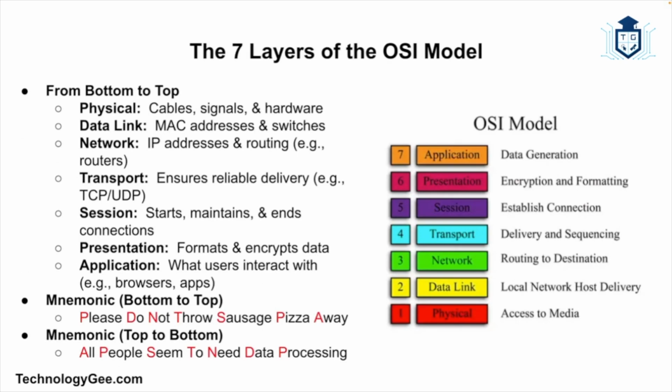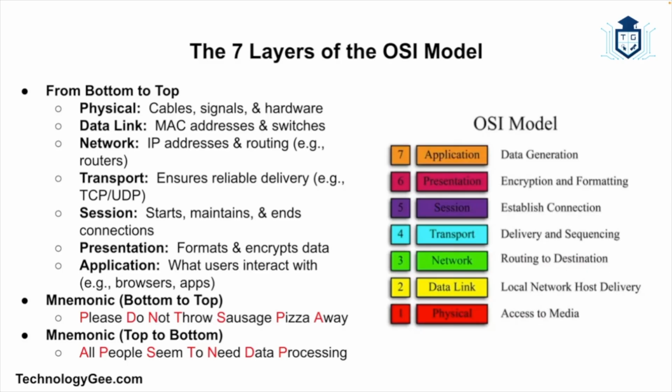All right, so here's a quick overview of the 7 layers going from bottom to top. The first layer is the physical layer, followed by the data link layer. Then you have network, transport, session, presentation, and application. To help you memorize all of this, here's a mnemonic you can use if you're going from top to bottom: All People Seem To Need Data Processing. Or if you're going from bottom to top, you can say: Please Do Not Throw Sausage Pizza Away. All right, so now that we understand all of that, let's go ahead and break down what each layer actually does.